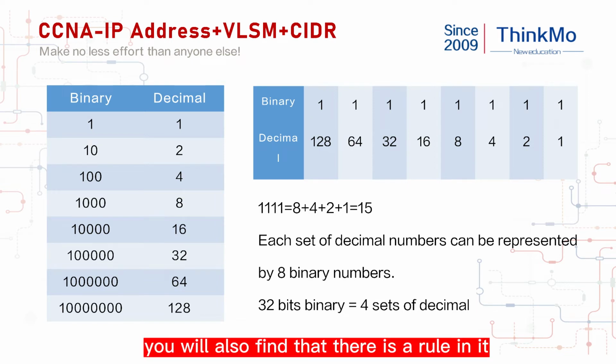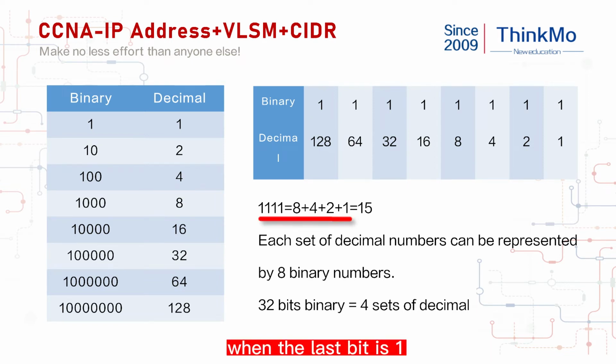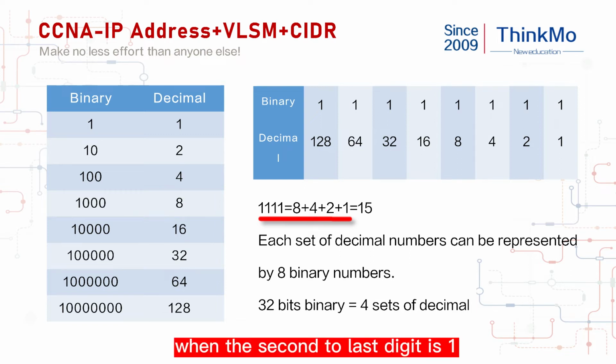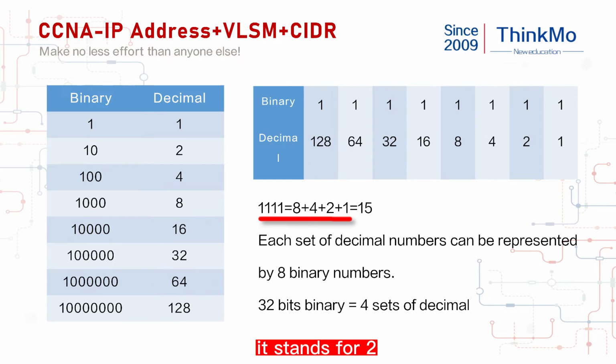You will also find that there is a rule in it. When the last bit is 1, it stands for 1. When the second to last digit is 1, it stands for 2.